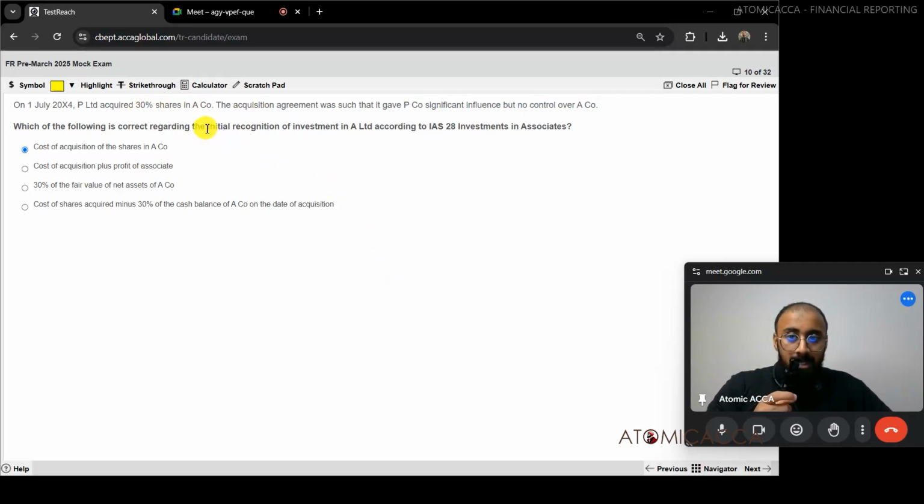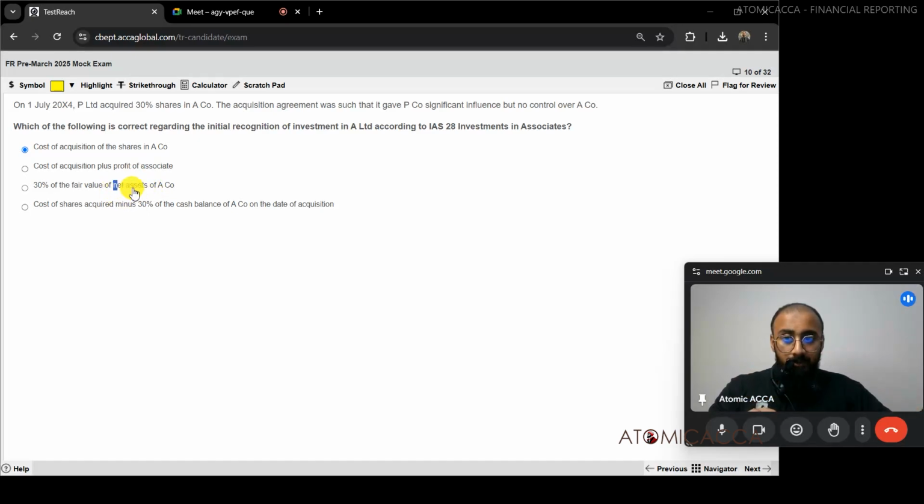Now they're asking initial recognition, how you're supposed to do it. Cost of acquisition of shares in A company. Okay, that seems fine. Let's see. Cost of acquisition plus profit of the associate. Now that is not right. Cost of acquisition plus parent's share of profit or loss from associate is fine, but that too for the post acquisition period only. But again, that's not the initial recognition, that's subsequent recognition to get the closing balance. So option B is out.